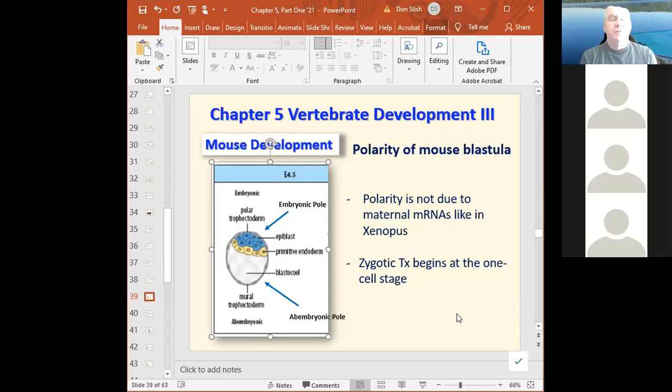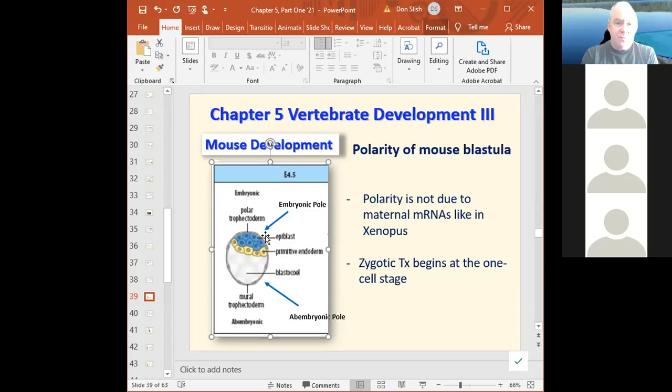So again, just to review, we said in both the Xenopus and zebrafish, you get no transcription from the embryonic nuclei until a certain stage. You get a certain number of cells, and then it starts. Here with the mouse, right from the get-go, you're getting transcription from the mouse nucleus.